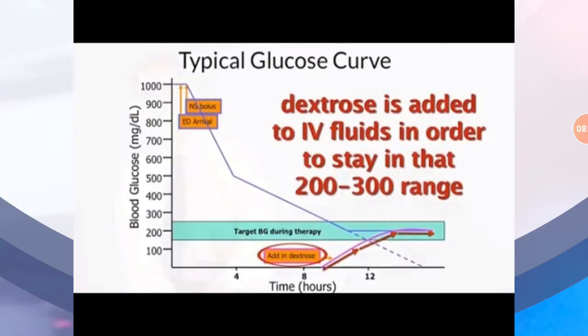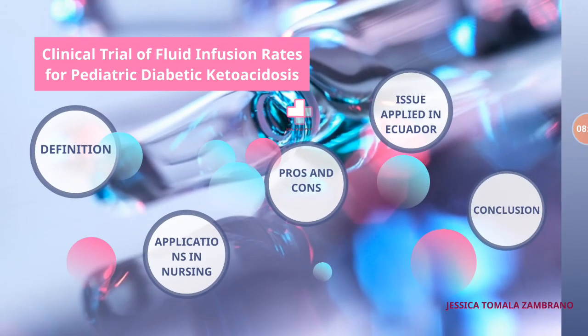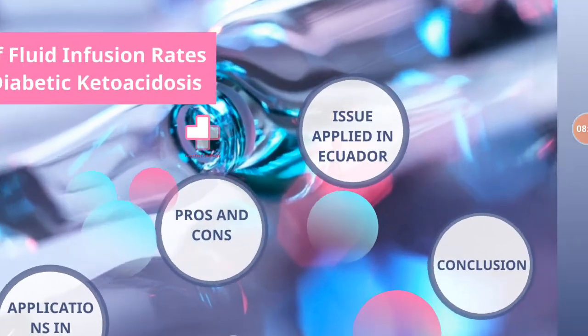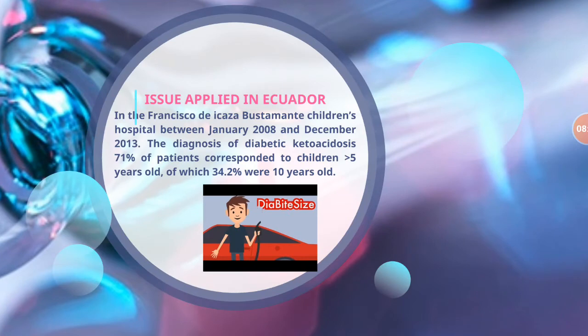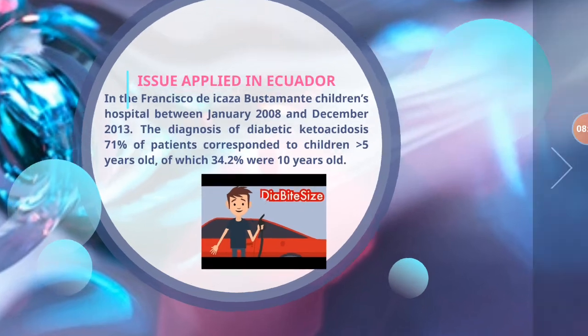Now, where is split in Ecuador? In the Francisco de Casa Bustamante Children's Hospital, between January and December, the diagnosis of diabetic ketoacidosis of patients corresponding to children 5 years old, on which were 10 years old.